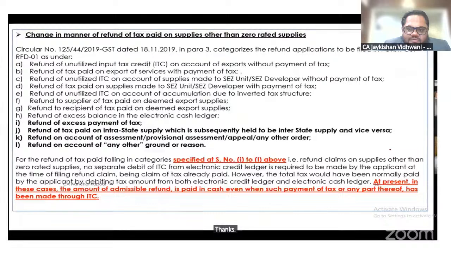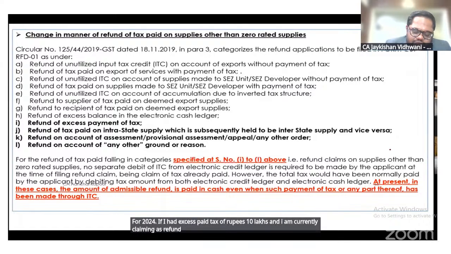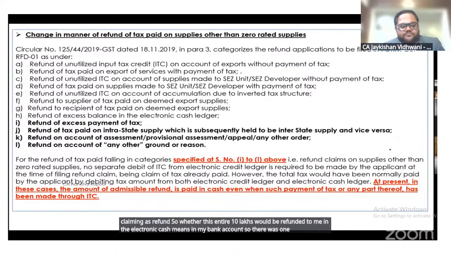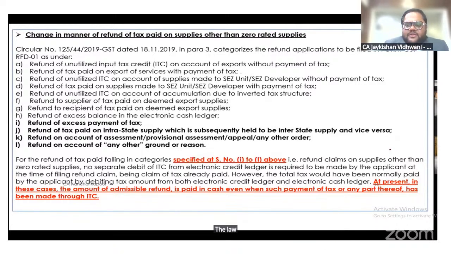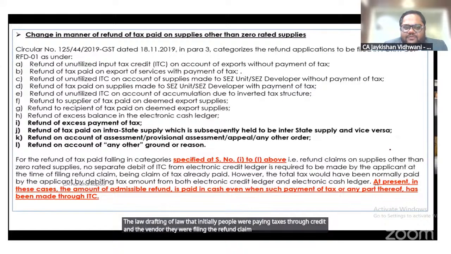Now, for example, for 23-24, if I had excess paid tax of rupees 10 lakhs and I am currently claiming it as refund, would this entire 10 lakhs be refunded to me in electronic cash, meaning in my bank account? There was one lacuna in the drafting of the law. Initially people were paying taxes through credit, and when they filed the refund claim, the entire amount was getting credited to their bank account.